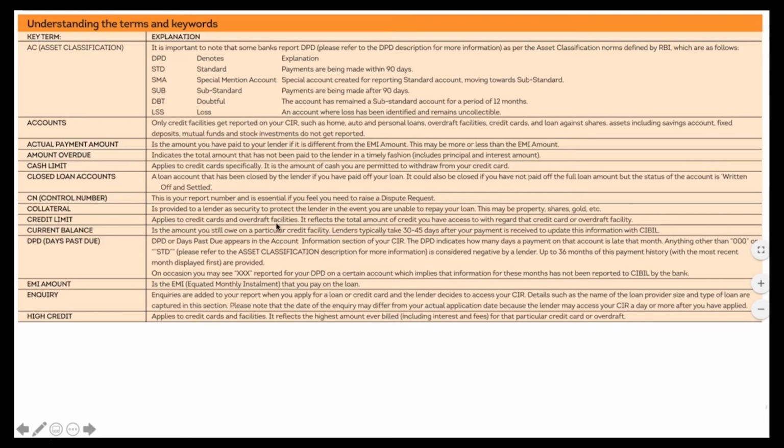And here the lenders typically take 30 to 45 days after your payment is received to update this information. Let's say you had a limit of 5 lakh, that will come under credit limit. You had an outstanding of 3 lakh, fine, and you have settled that outstanding, you have made the account zero, but for that to reflect in the CIBIL report, it will take 30 to 45 days time.